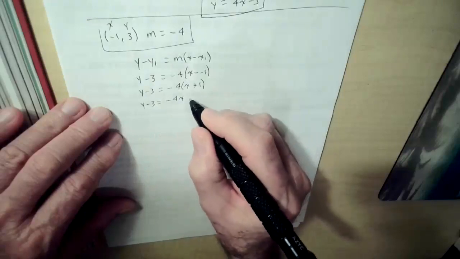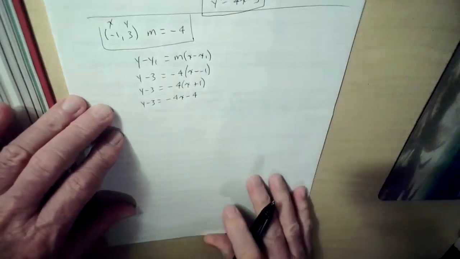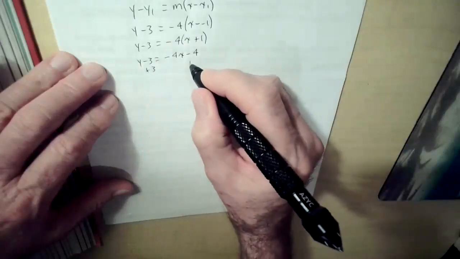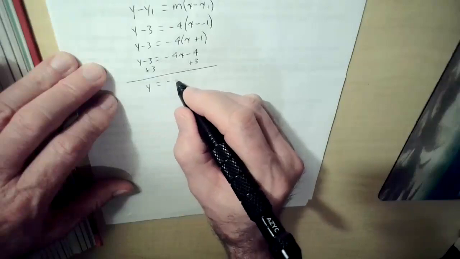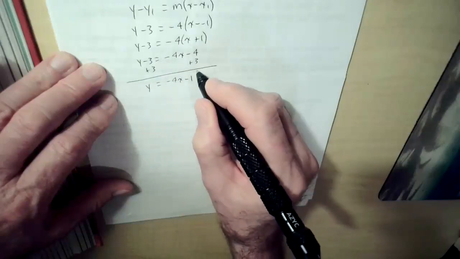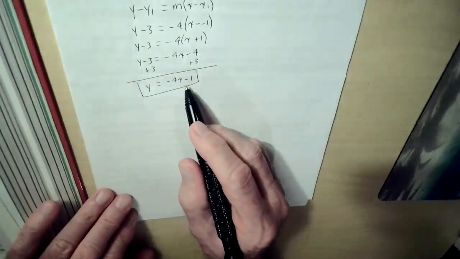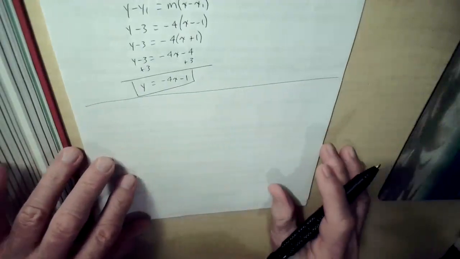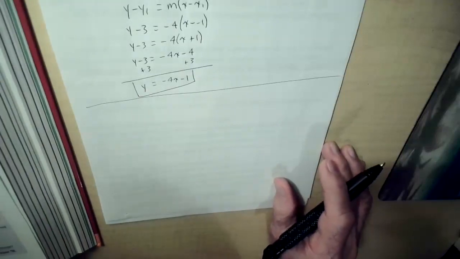Now, we're going to do distributive property here. We'll get y minus 3 equals -4x minus 4. Is that right? My brain just went numb, which happens a lot. So we're going to add 3 to each side, and we get y equals -4x minus 1. You can put that in your handy dandy graphing calculator and see if it works. Okay.